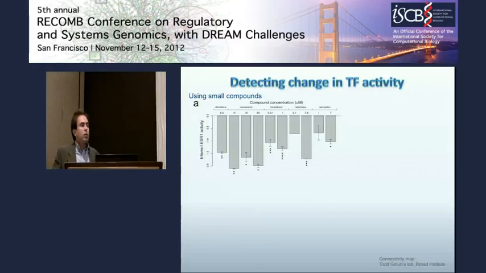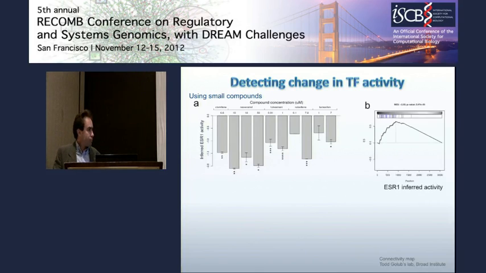So we moved towards identifying changes in activity for regulators from perturbation with small compounds. This is from the CMAP dataset, and we use estrogen receptor because it's a nuclear receptor for which there are several antagonists in the CMAP dataset. We can see here that the inferred activity of estrogen receptor was significantly lower after the perturbation with the antagonists.